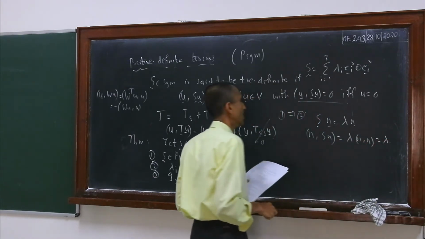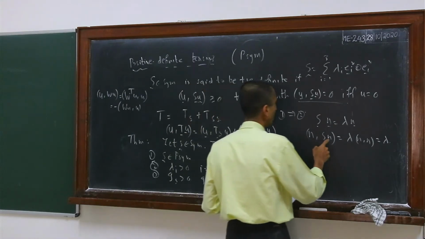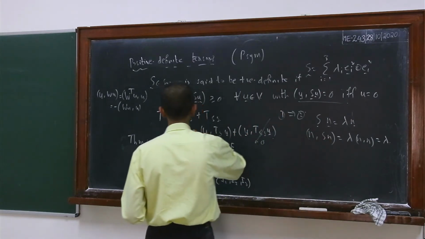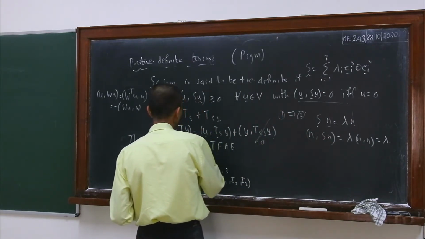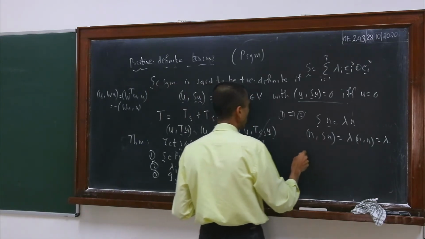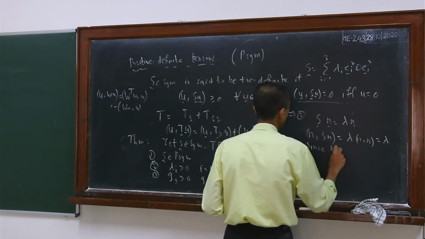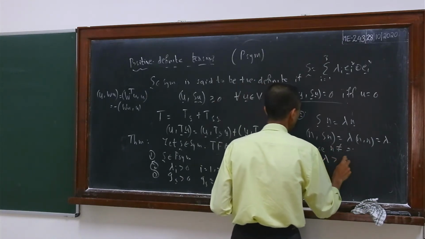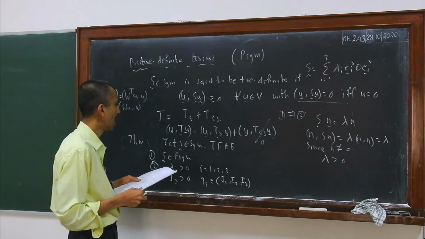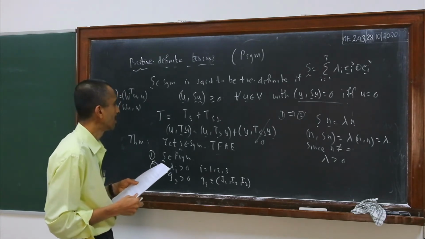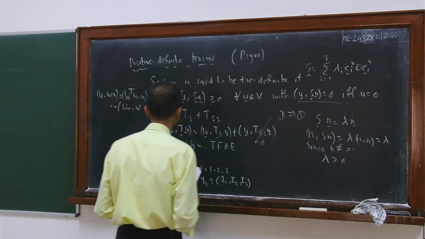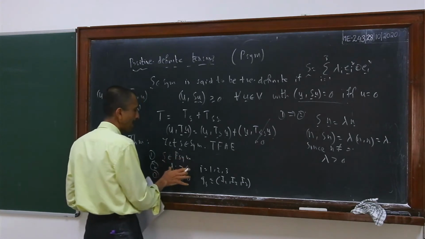So this lambda is n comma Sn, and by the definition, n is some non-zero vector, and since S is now assumed to be positive definite, by the definition itself you will get that lambda is greater than 0, since n is not equal to 0. This is true for all the eigenvalues, hence all the eigenvalues are positive when you have a positive definite symmetric tensor.